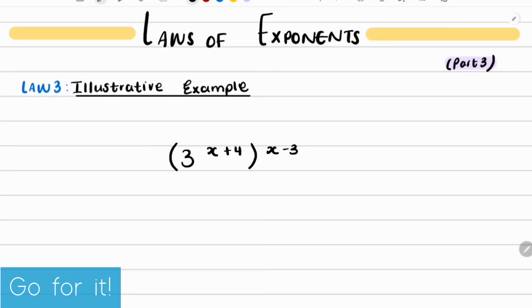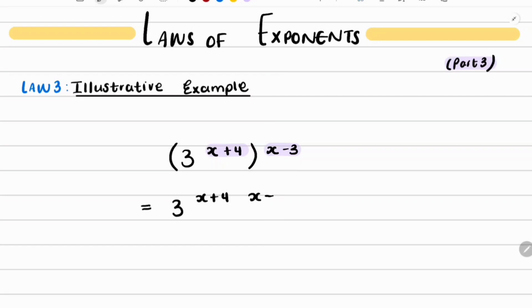Here is another example. In this example, we have one base, but this base is being raised to an exponent with 2 terms. And that entire expression is being raised to another exponent with 2 terms. Your exponents still have to multiply, but now you have 2 binomials multiplying. So our base still stays the same, but you're multiplying x plus 4 by x minus 3 because they are binomials.